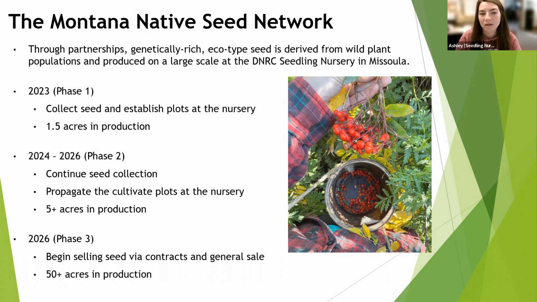Currently, we're in phase 1, so we are going to be collecting seed this summer, establishing our plots, and then we will have 1.5 acres in production. Phase 2, we will continue collecting seed, propagating, and cultivating here at the nursery, and we will have 5 acres in production. Phase 3, we will have 50 acres in production, and we expect to be selling seed through contracts and the general sale.